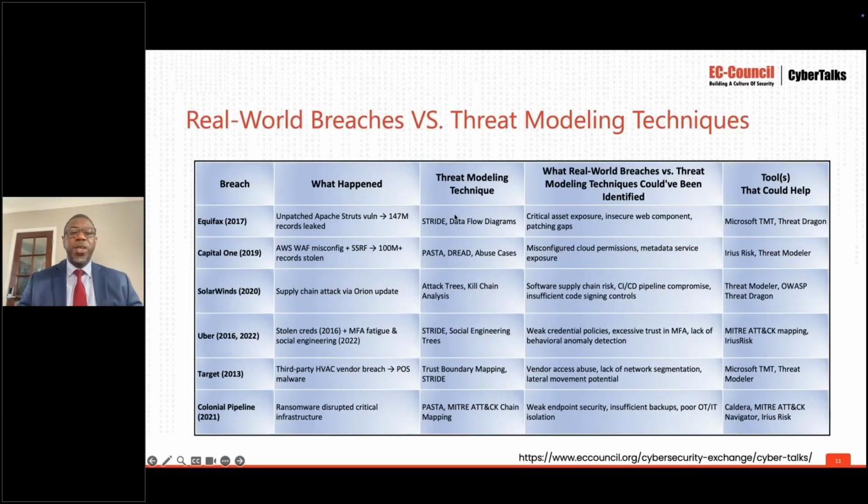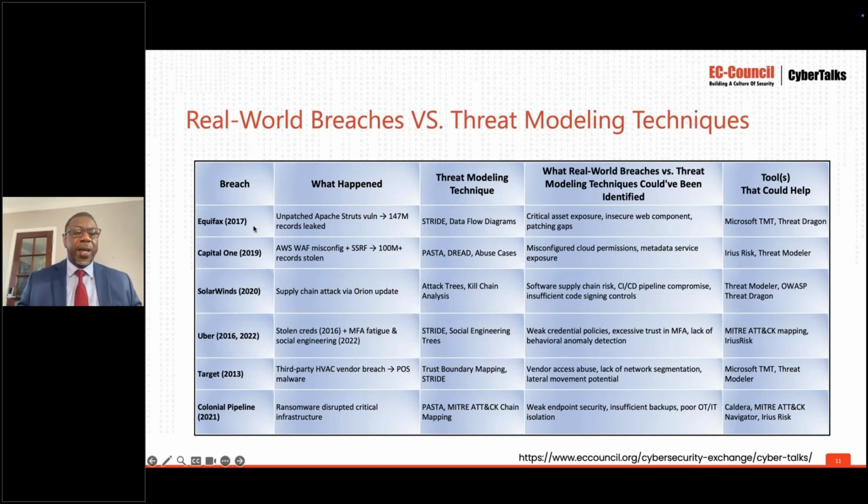So this is the real world threat breach. When I thought about some of the threats that happened in the past and some of the threats that are happening now, I sat down and wanted to see how the company, or how many of the IT or security people, could have used threat modeling to be able to detect certain things before they happened.